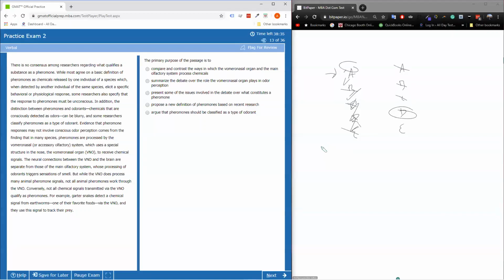While the VNO does process many animal pheromone signals, not all animal pheromones work through the VNO. Conversely, not all chemical signals transmitted via the VNO qualify as pheromones. For example, garter snakes detect a chemical signal from earthworms, one of their favorite foods, via the VNO, and they use this signal to track their prey.